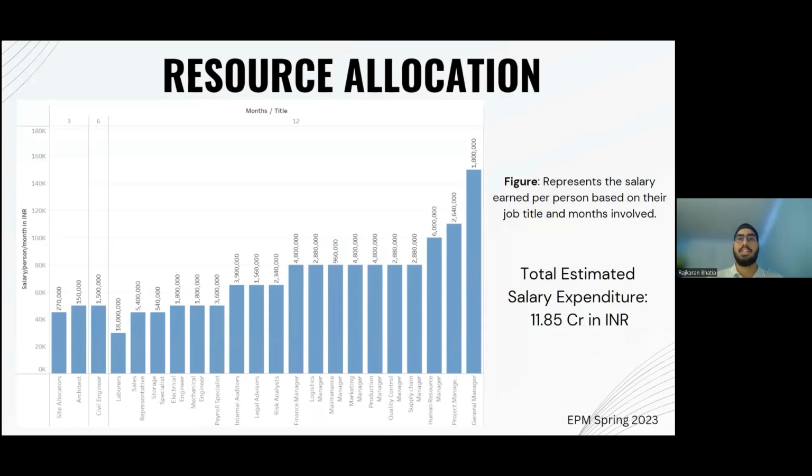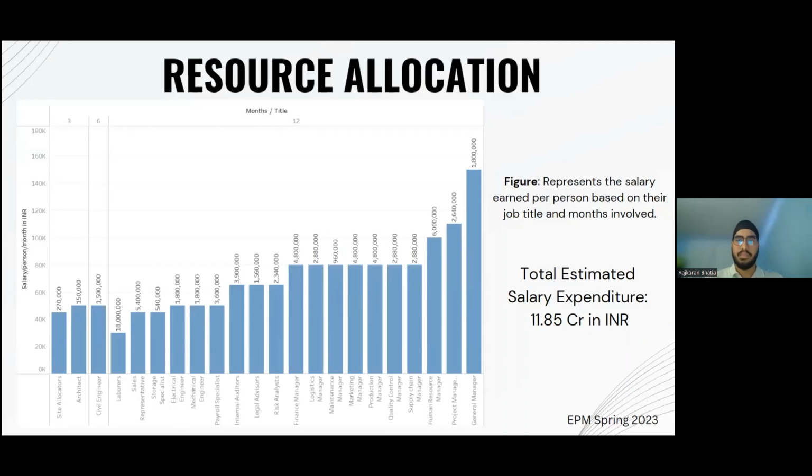And then a civil engineer has been allocated resources for the 6-month phase. For the rest of the titles, we look at the resources that are allocated for the whole project duration. We also note that for the resource allocation, the total estimated salary expenditure comes out to about 12 crores per annum in INR.